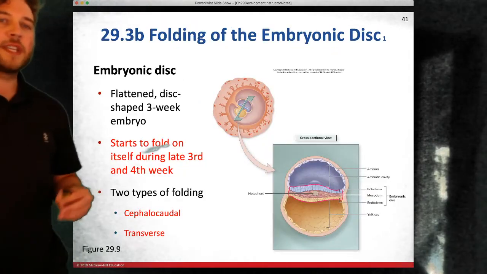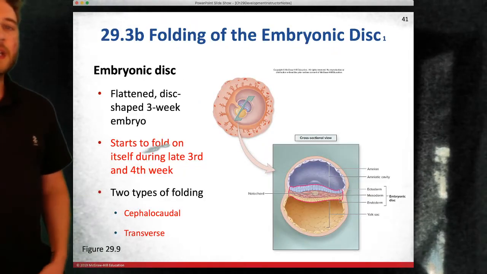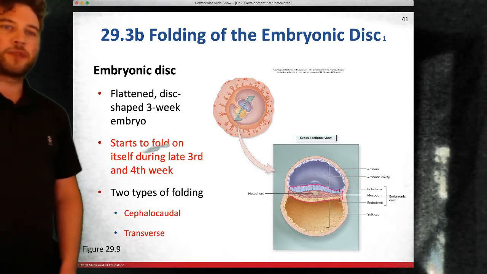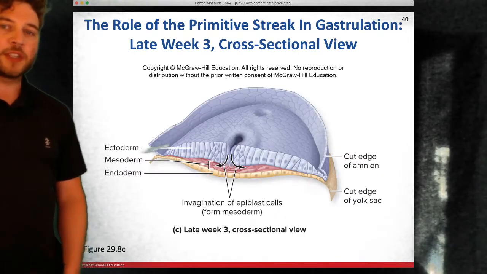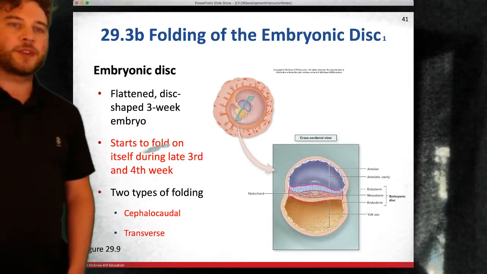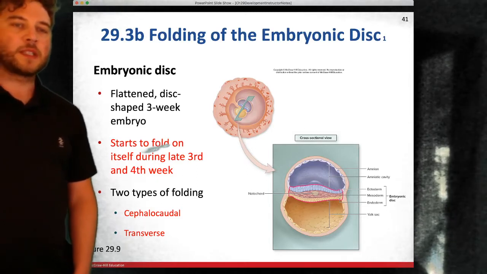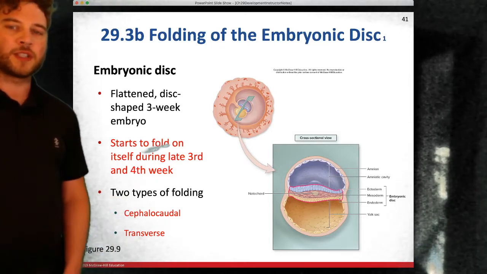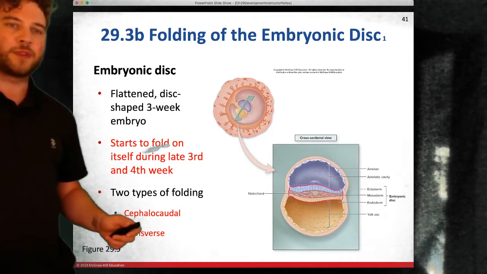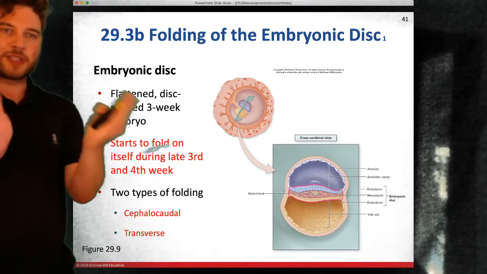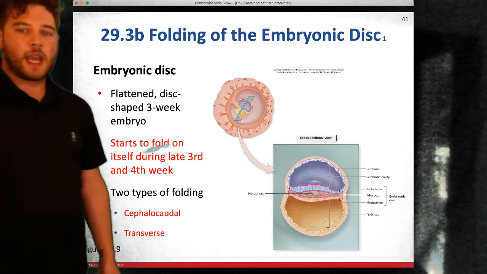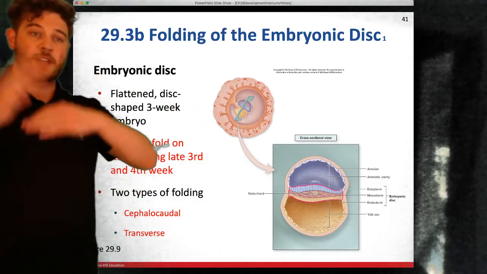Okay, so then we get into folding of the embryonic disc. The embryonic disc is a flattened disc-shaped 3-week embryo, so basically what we were just looking at. It starts to fold on itself during the late 3rd and 4th weeks by cephalocaudal and transverse folding. So cephalocaudal is head to tail, transverse is side to side. And it's exactly what it sounds like. It's just going to be folding and folding and folding.